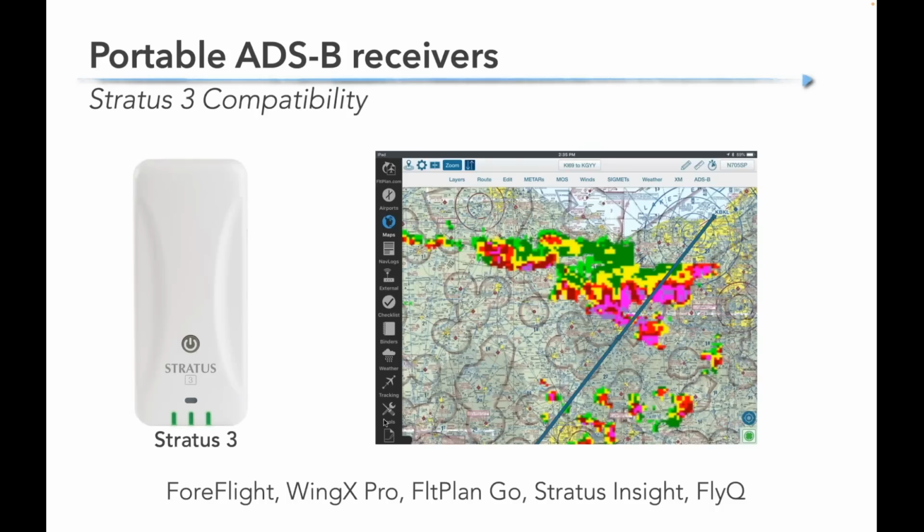Now, good news is Stratus, in the latest version, Stratus 3, provides many of these same features, the ADS-B, weather, traffic, but works with just about every app out there. So in addition to ForeFlight, it's going to work with WingX Pro, Flight Plan Go, Stratus Insight, FlyQ, and many, many more. So if you're flying with one of these other apps, Stratus 3 is your answer.